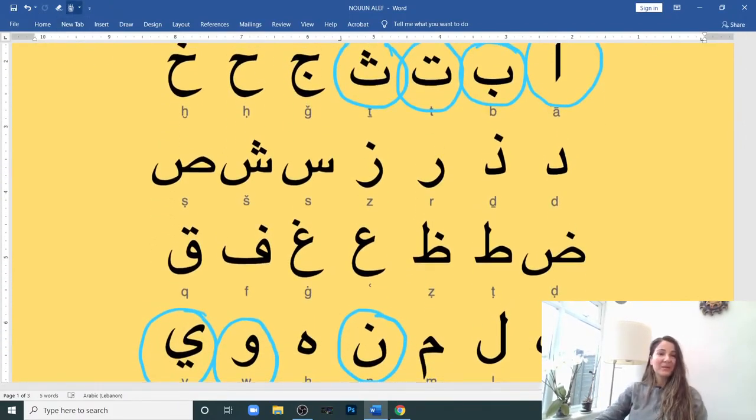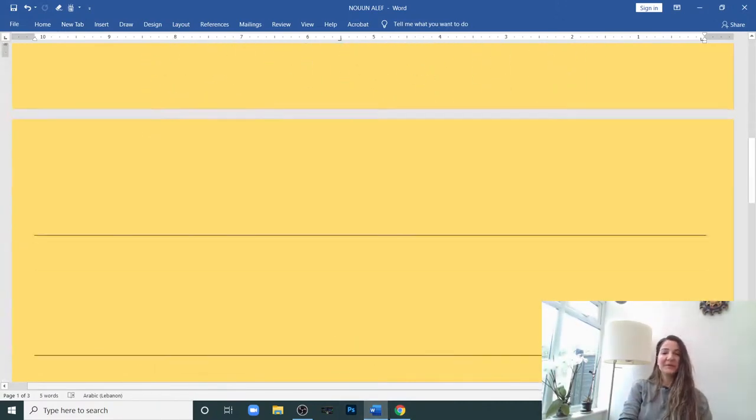Today, as I said, we will do the dal and the dhal. Let me show you where they are. This is the letter dal, and this is the letter dhal. You notice the only distinction between the two is this dot. Yalla, let's start to write it. I'm going to scroll down.